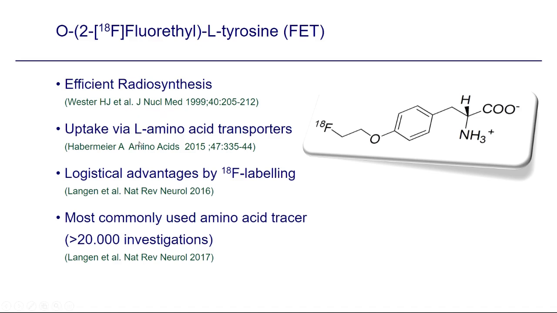F18 labeling with a half-life of 2 hours provides major logistical advantages compared with the short-lived carbon-11 labeled amino acid tracers such as C11 methionine. Today, FET is one of the most frequently used amino acid tracers for brain tumor imaging, with more than 20,000 investigations in Europe.